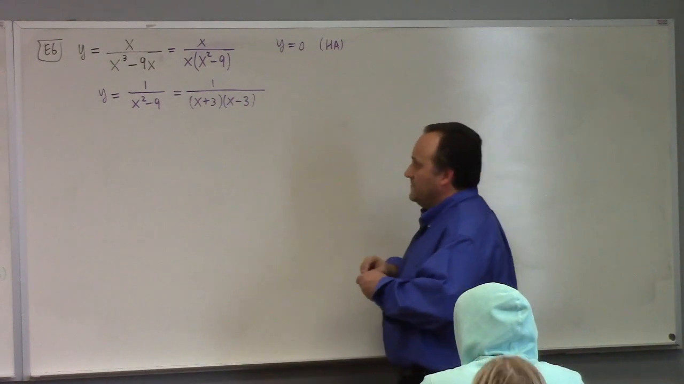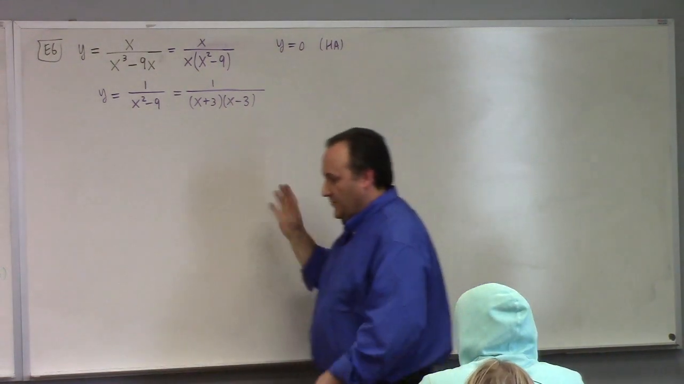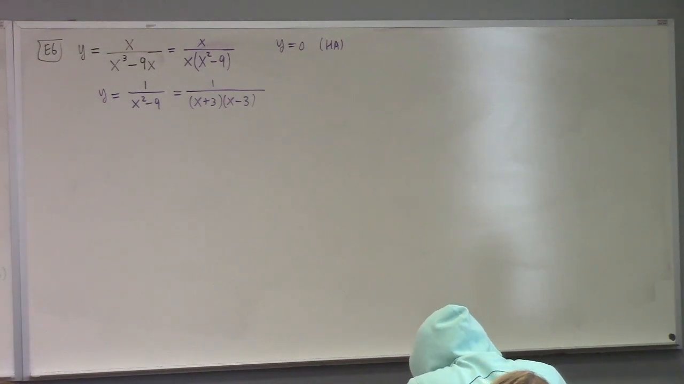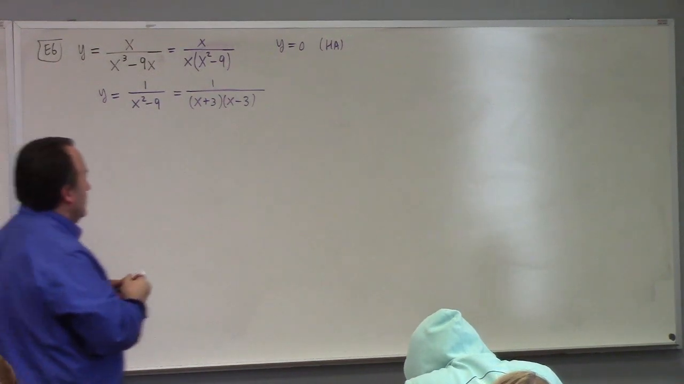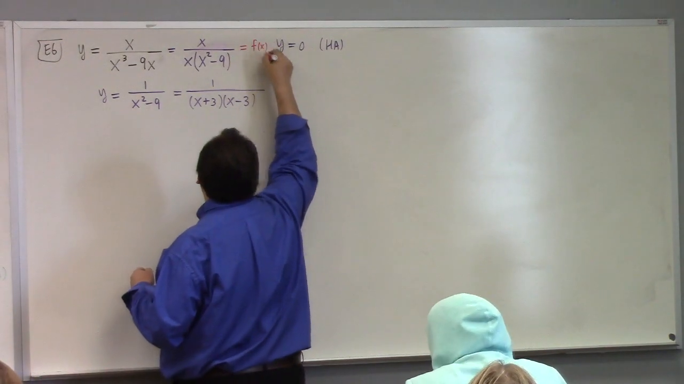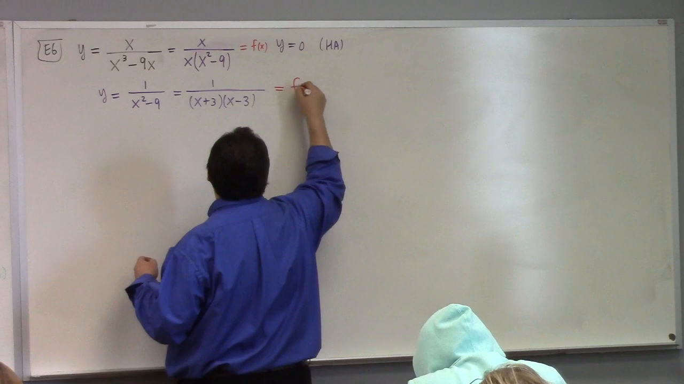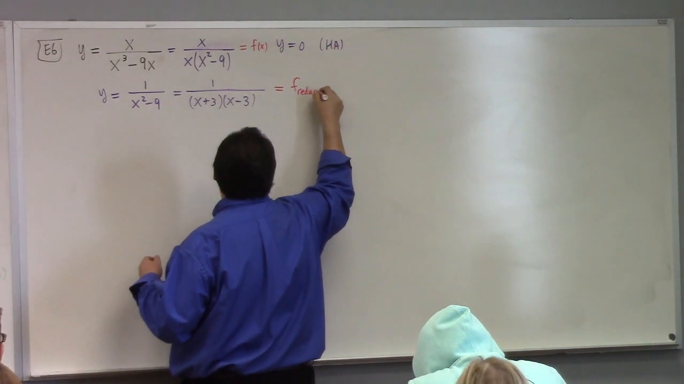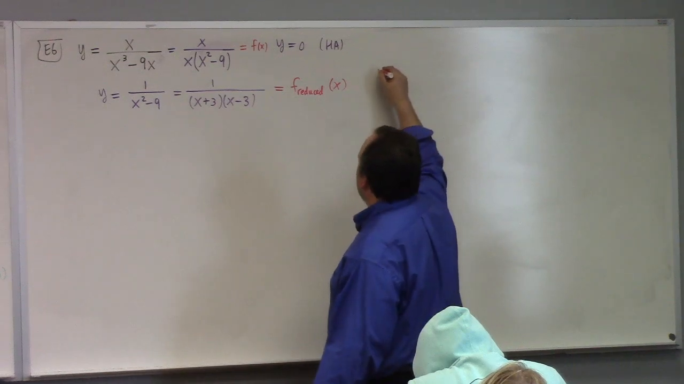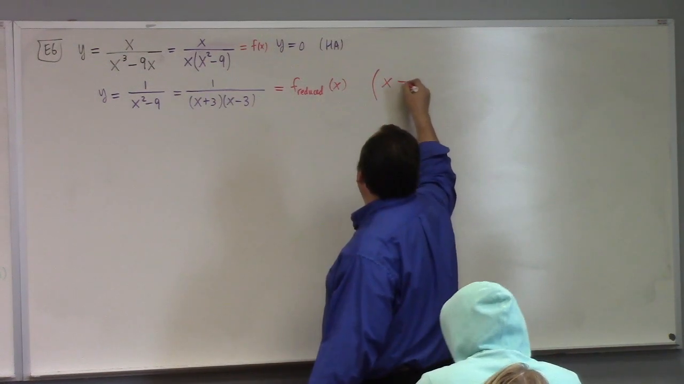Now I need to come up with some labels for what's going on. Let's say that the original function was f of x, okay? So here's f of x. This down here is what I usually call f reduced of x. This is only good for x not equal to what?